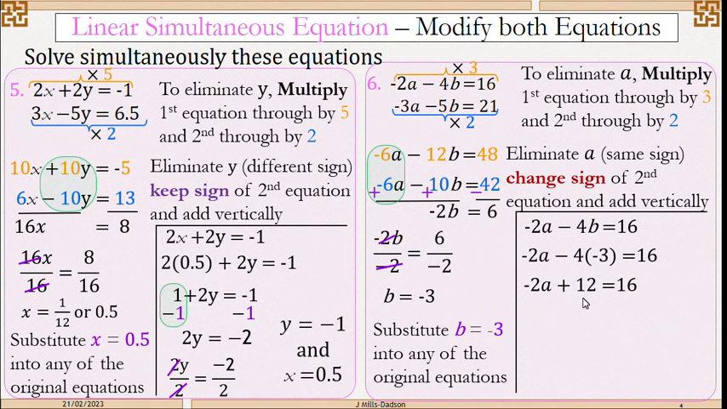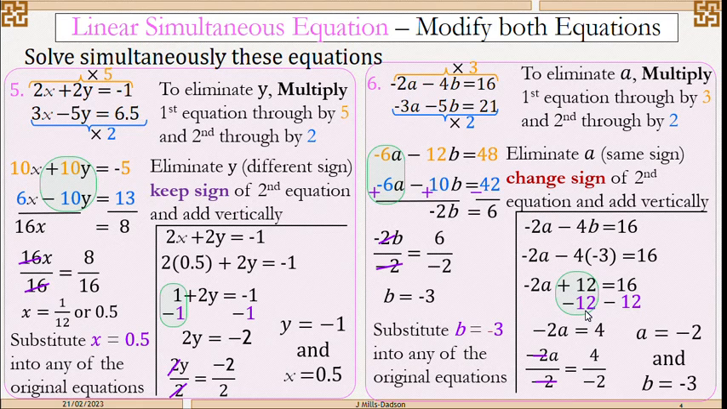Minusing, or taking away, 12 from both sides. Negative 2a is equal to positive 4 divided by negative 2. A will be equal to negative 2. So my final answer is a is negative 2 and b is equal to negative 3.